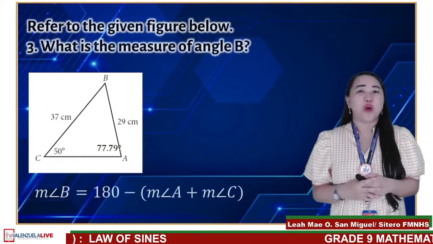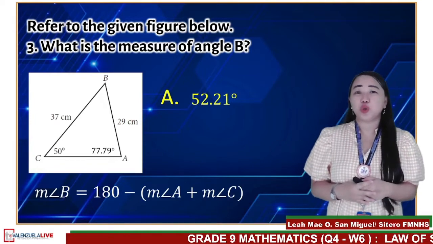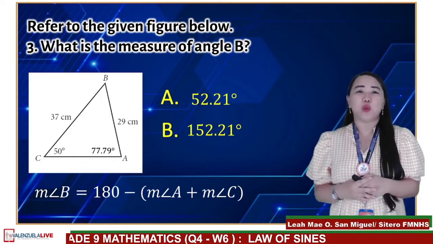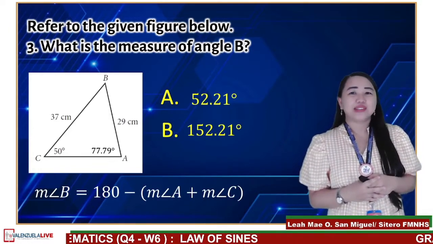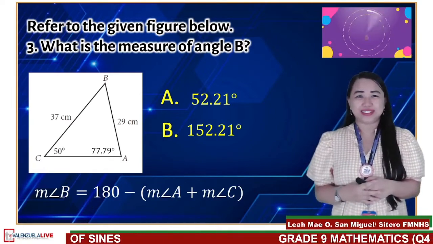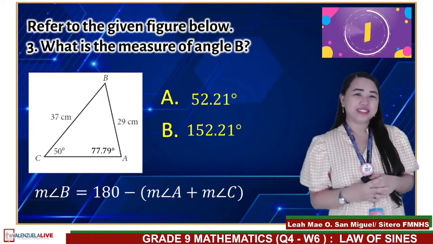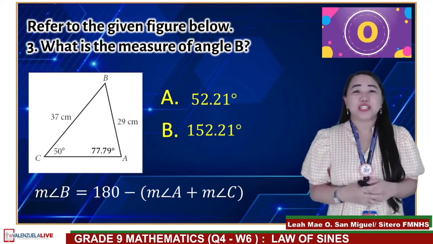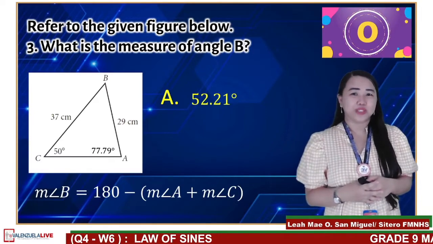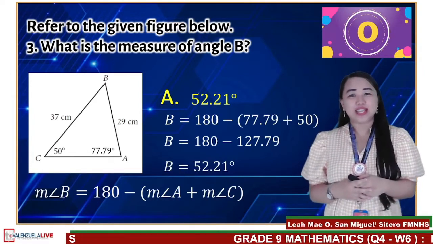Next, what is the measure of angle B? Is it A, 52.21 degrees, or B, 152.21 degrees? You have 10 seconds. Go. Time's up. The correct answer is 52.21 degrees. Subtract the sum of angle A and angle C from 180 degrees.